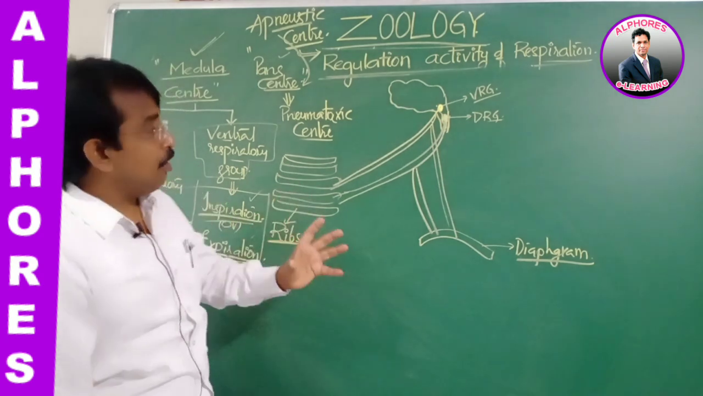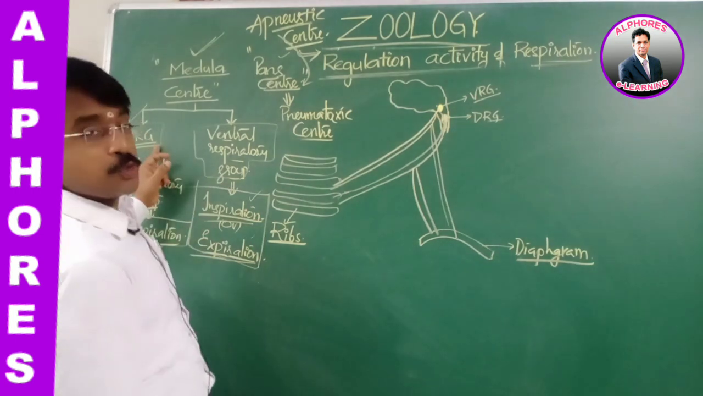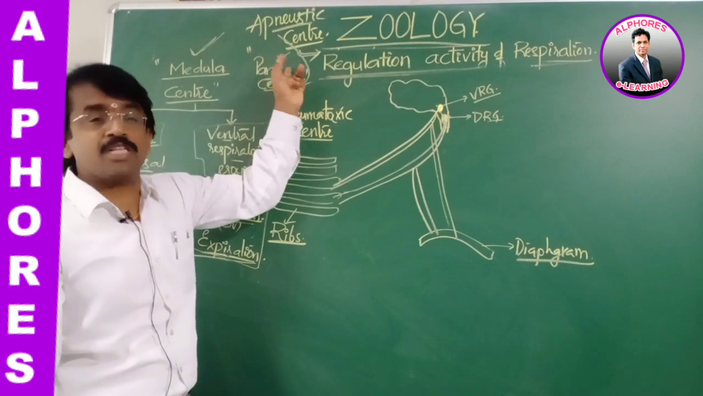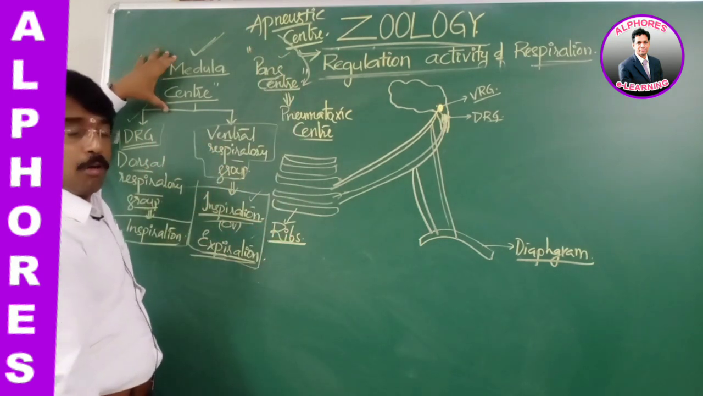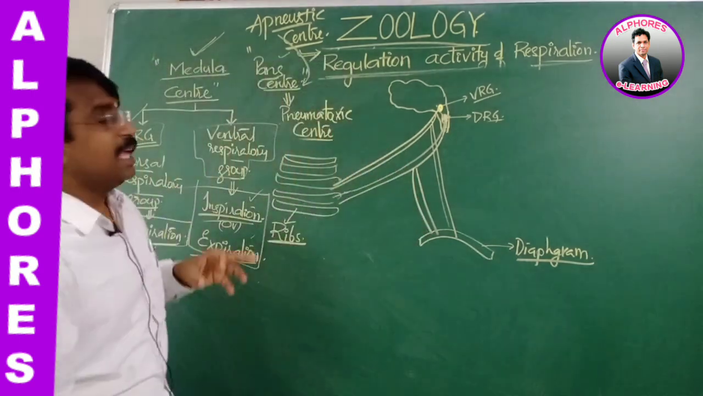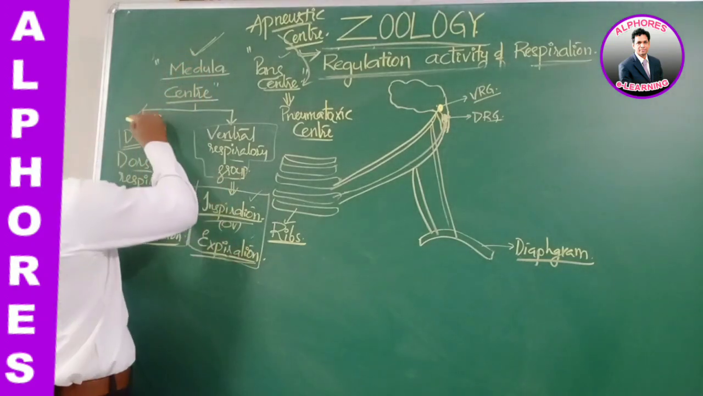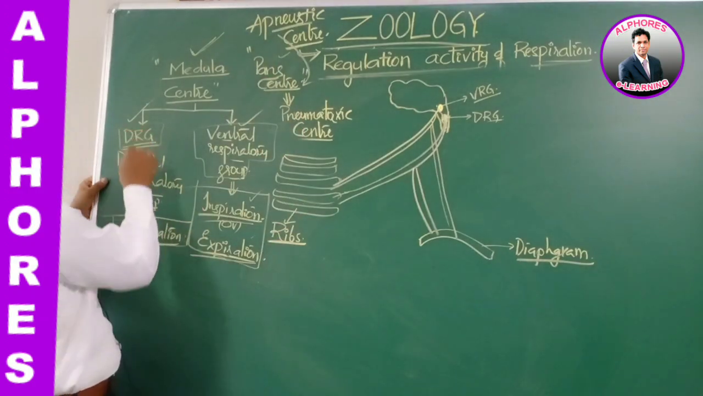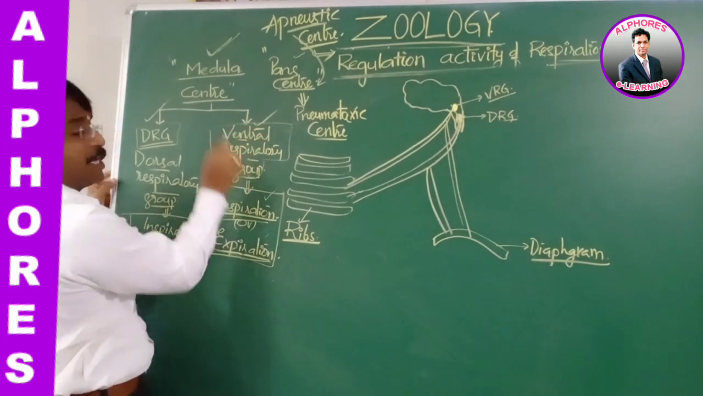So, the neural activity has two parts. One is the medulla center and another is the pons center. The medulla oblongata has the center named the respiratory rhythmic center. The respiratory rhythmic center present in the medulla oblongata has two groups of neurons: one is the dorsal respiratory group of neurons and another is the ventral respiratory group of neurons.